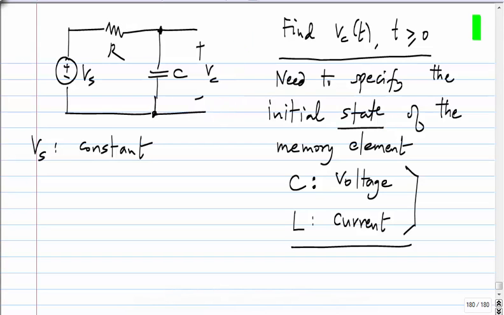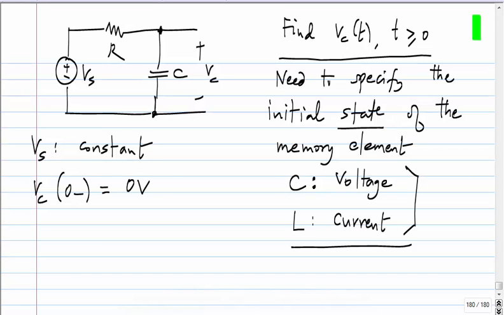So, let us start with Vs being a constant, and I want to know the same thing, Vc of t for t greater than or equal to 0. Because I asked you this, I will also have to tell you how much the voltage across the capacitor is at 0. To be technical, I need to specify for the instant just before 0. That is what is denoted by the 0 minus. Let us say that is 0 volts.